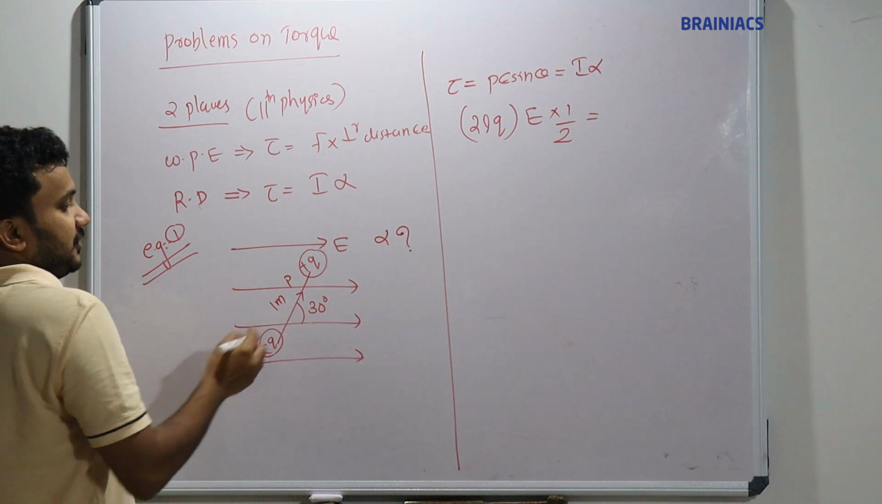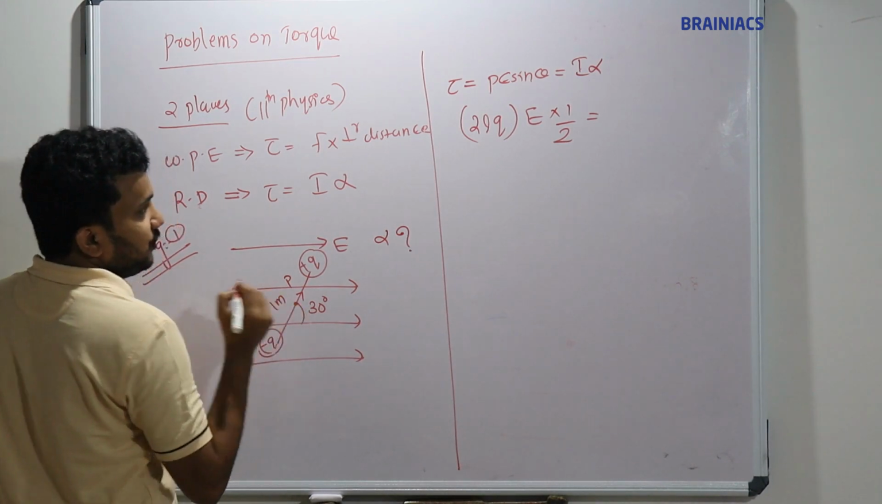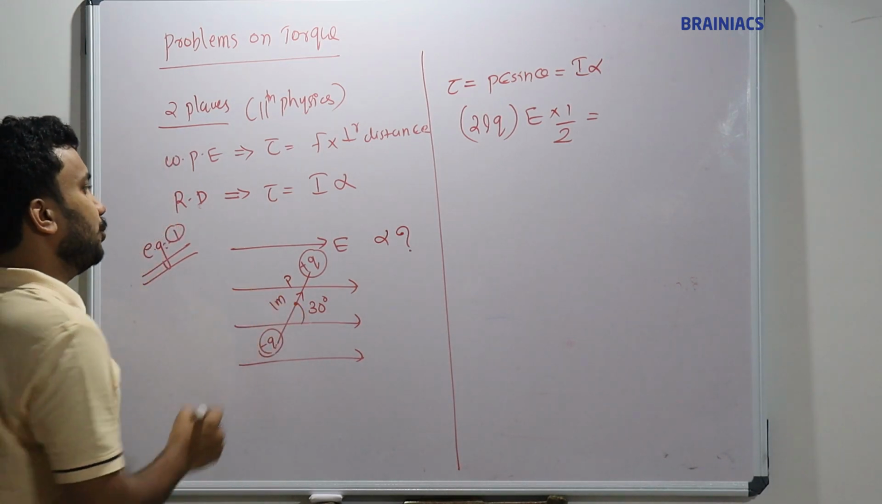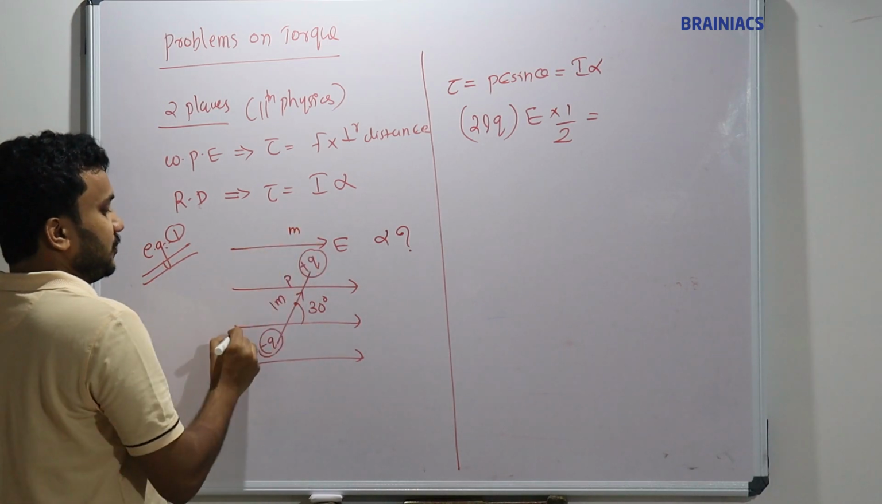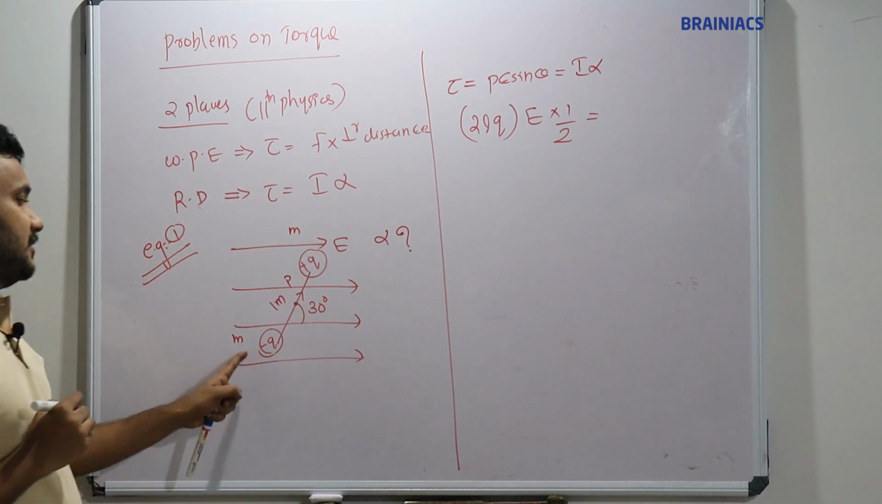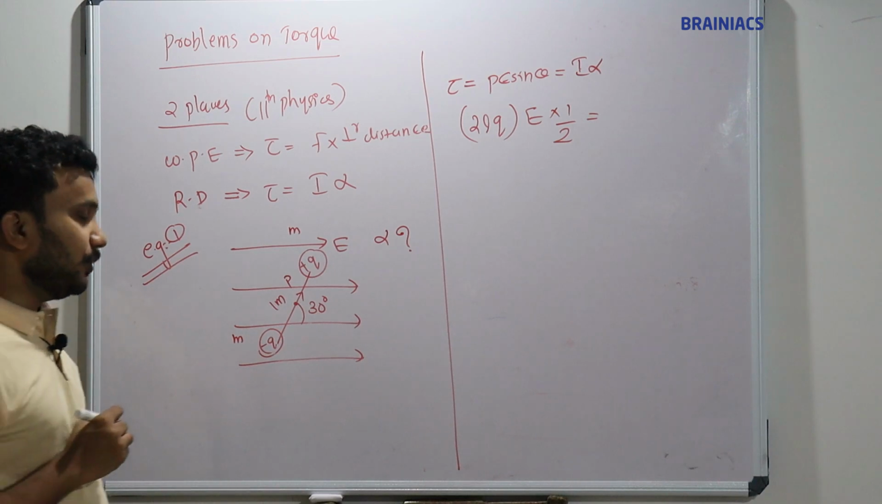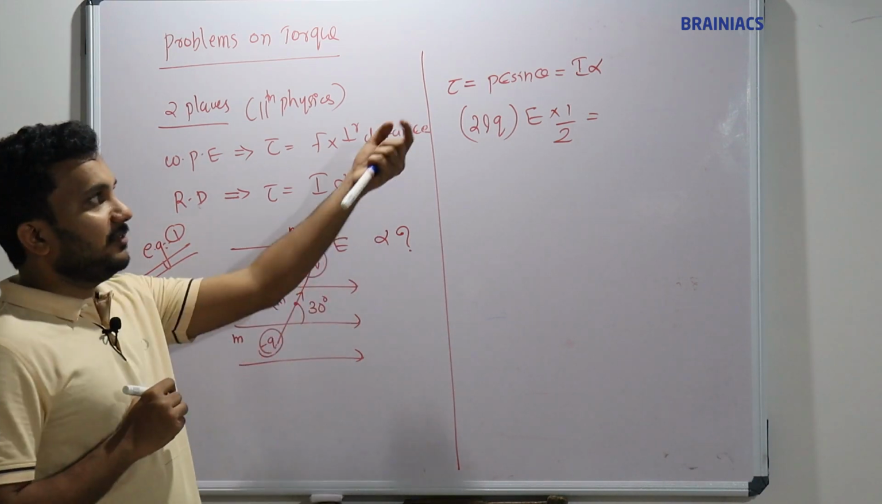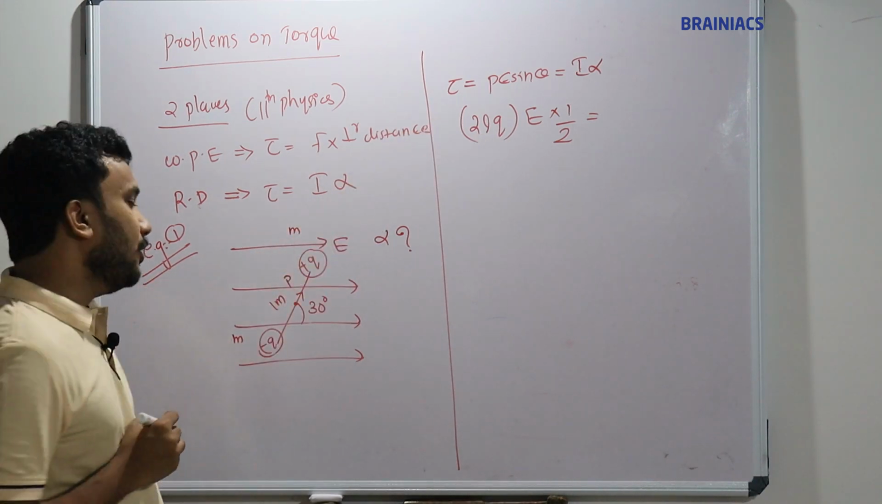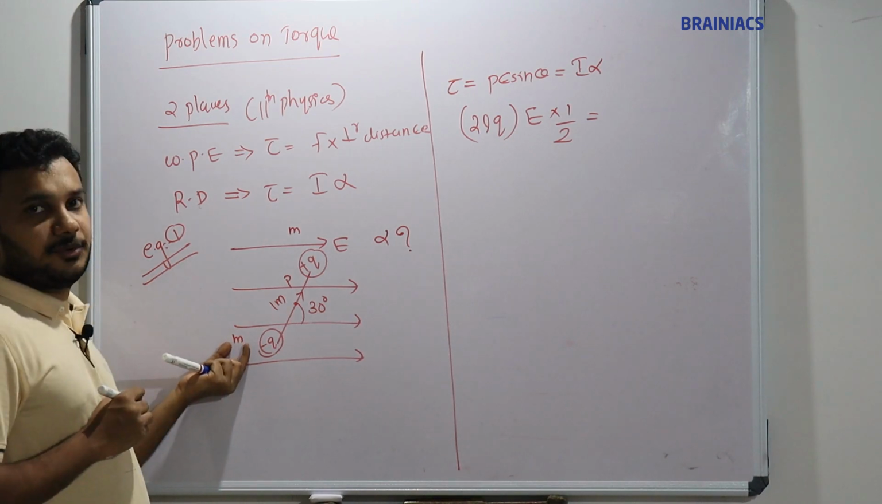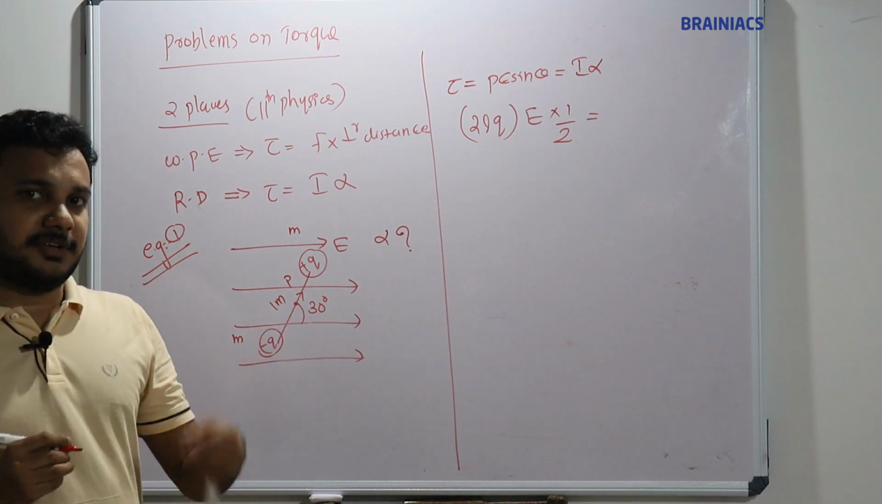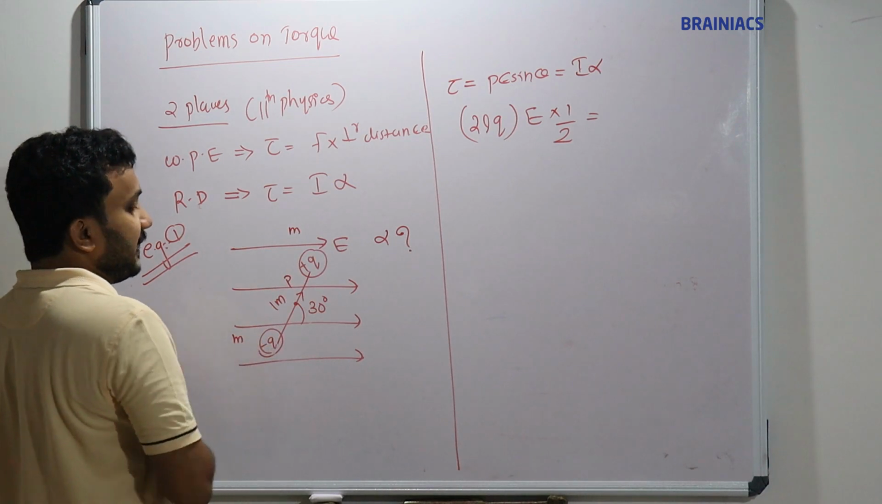Moment of inertia of this dipole with respect to the axis of rotation. Suppose I am assuming this has a mass M and this has a mass M. They will definitely give this in the question paper itself. Either they will give you the moment of inertia value, or they will say the value equal to M, or instead of M they will give you some value. So here I am taking M.